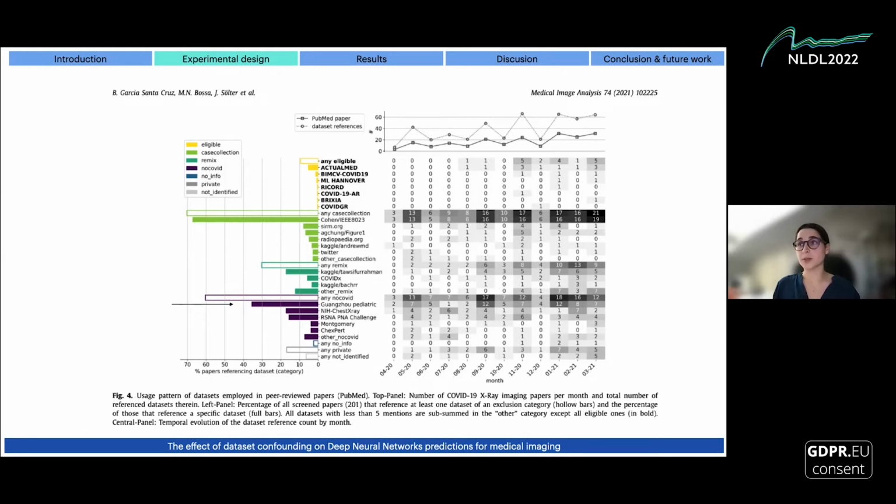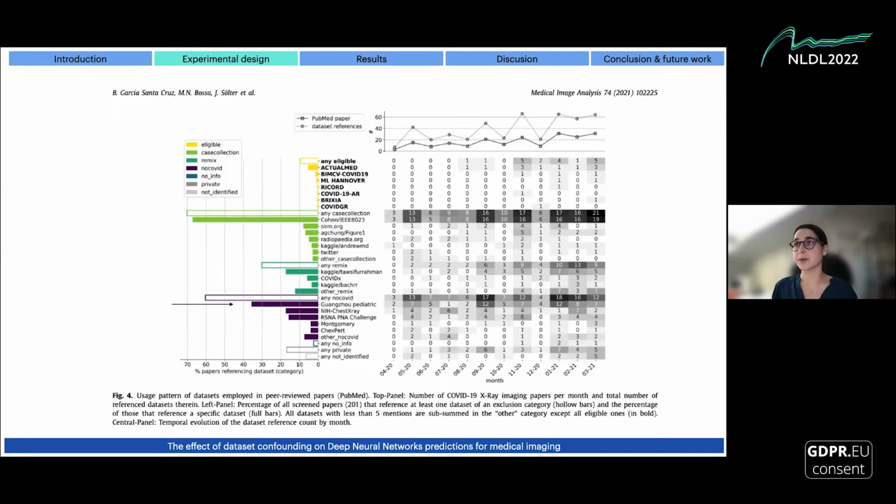And one of the reasons is because they have a high risk of bias. In our work, we tried to understand why this was happening, and we conducted a systematic review, analyzing one of the main sources, which is the choice of the dataset. Here, we see a temporal analysis of peer-reviewed papers, and we analyze which datasets they employed.